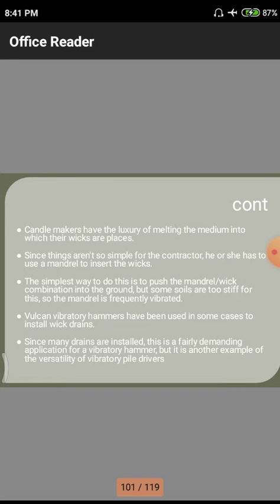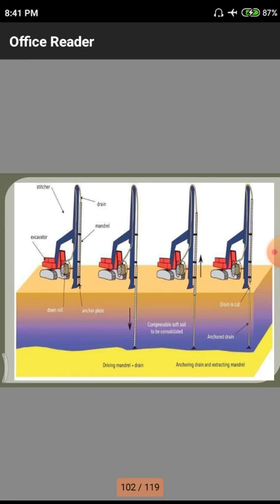Since many drains are installed, this is a fairly demanding application using these vibratory hammers. Another example of this is vibratory pile drivers. That means it is an example diagram. Normally we need to vibrate a particular pile driver manually. It is a very time-consuming process. Whenever we use these machines, it is simplified. It is very easy to drive piles in a small amount of time.